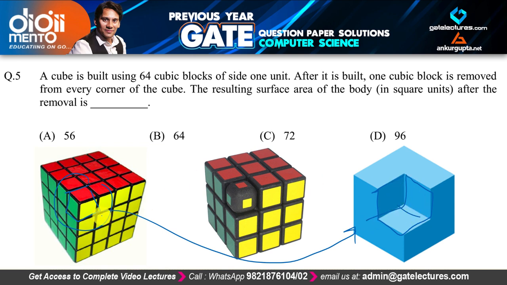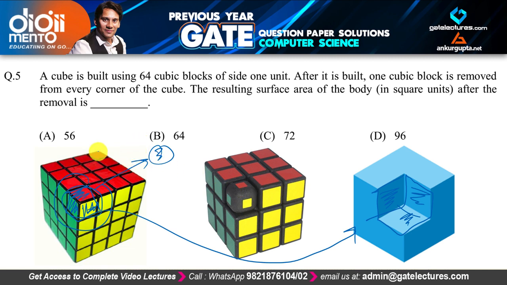Now you can see here this side and this side, so this cube is contributing three times. So one surface area is this, one surface area is this, and one surface area is this. So even after removal, we are not changing the surface area. So one will be this, one will be this, and one will be this. So we will be having three surfaces.